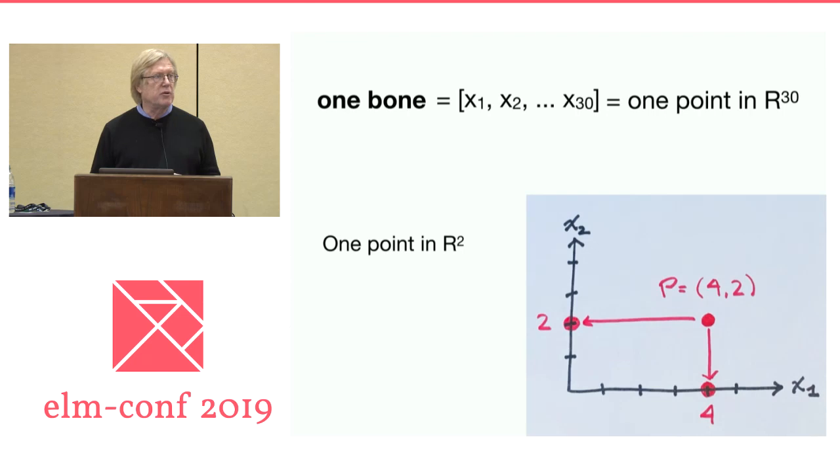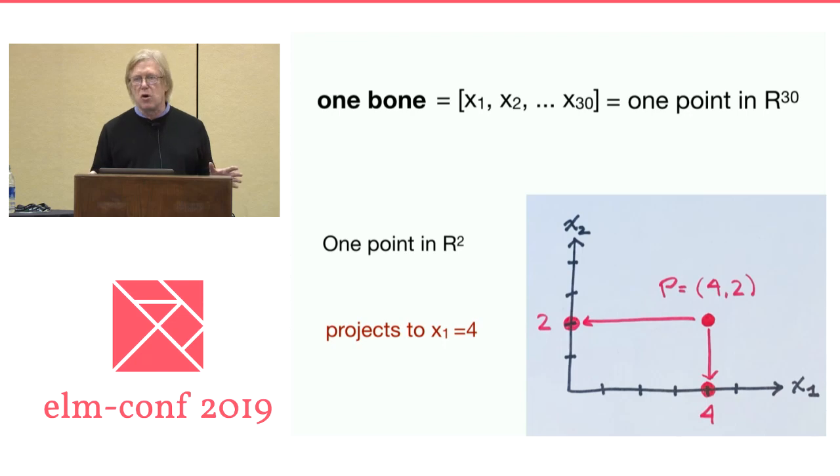You did analytic geometry in high school. There's the Cartesian plane. There's the point P, which is located by coordinates 4, comma 2. And an important thing for us is if you draw a vertical line from that point down to the x1 axis, it intersects at 4. That's the projection of the point P onto the x1 axis. And that notion of projection is going to be very important in what we're about to do.